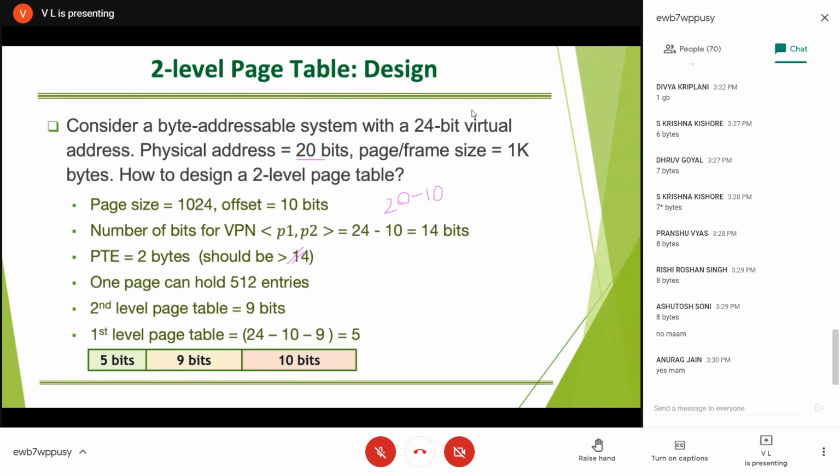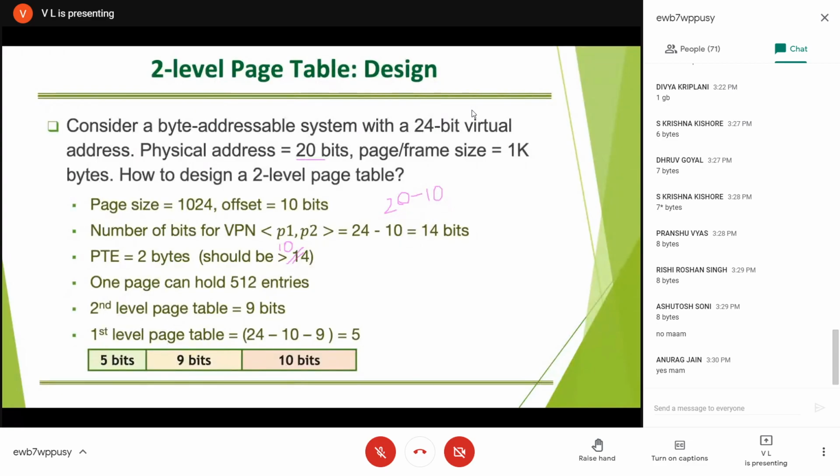That is 10. So this should be greater than 10. There should be 2 bytes because it is greater than 8. Now the page size is 1024 divided by the number of entries. So it means one page can hold only 512 entries. So that means 9 bits. So at most 9 bits can be allocated for the second level page table.